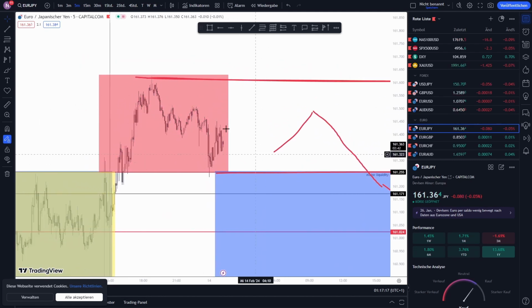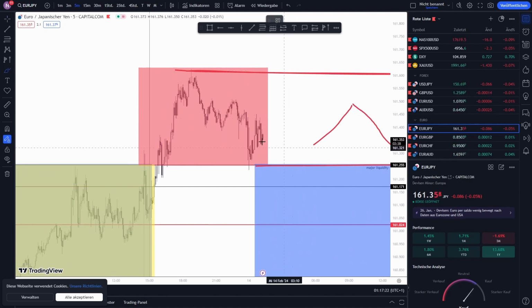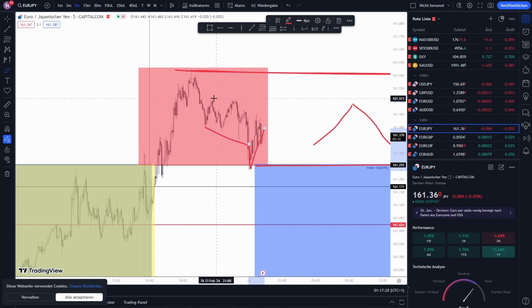I don't know, the price movement is kind of bad right now. But you can see again that it took a minor liquidity. This is a minor liquidity because it took this trendline liquidity. But we do not care. We really do not care. Here's a minor liquidity once again. Maybe it takes it because this would be actually matching.